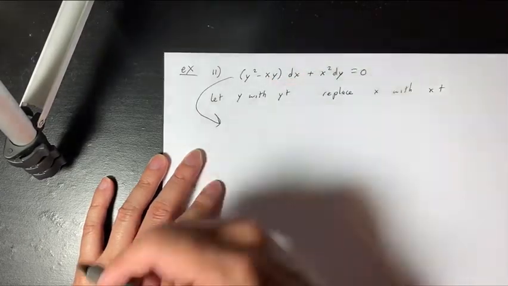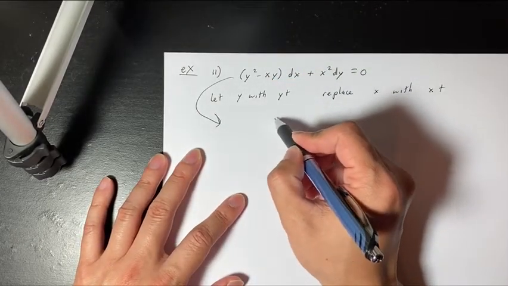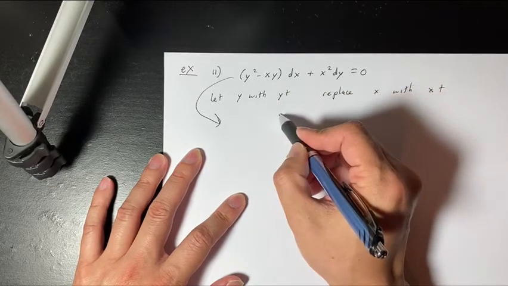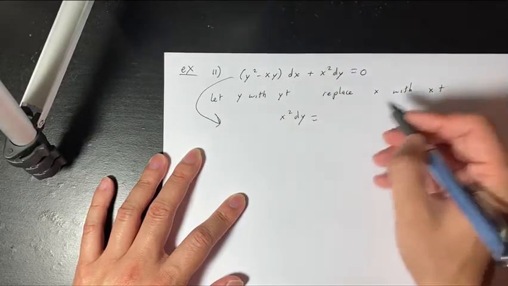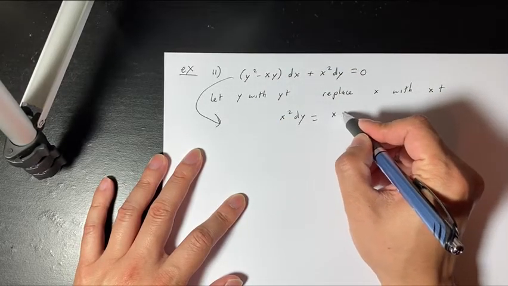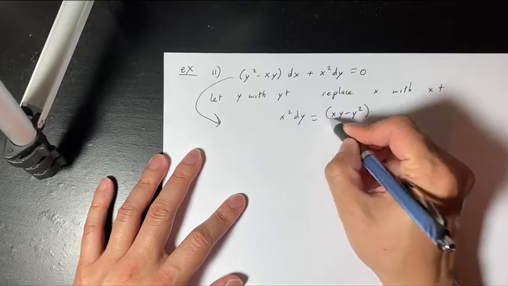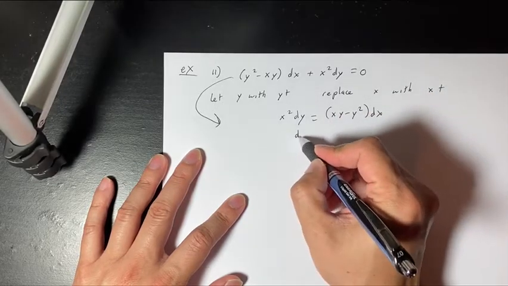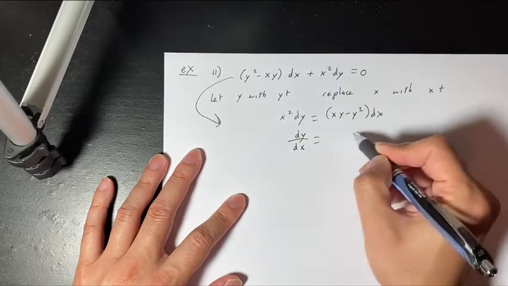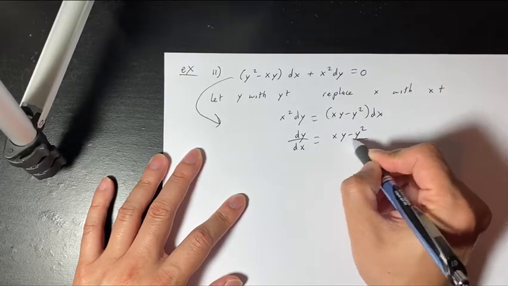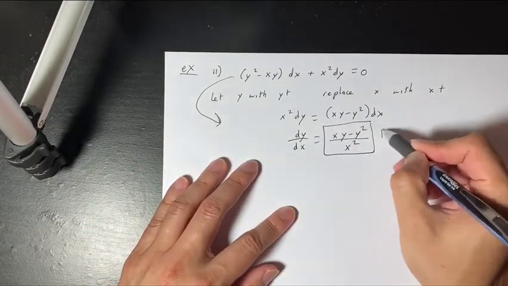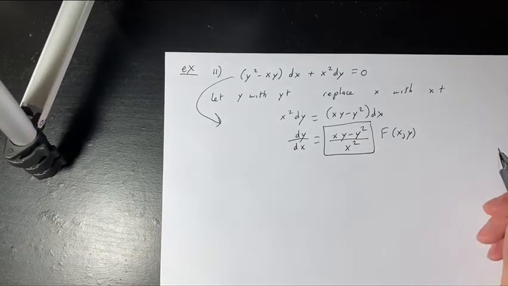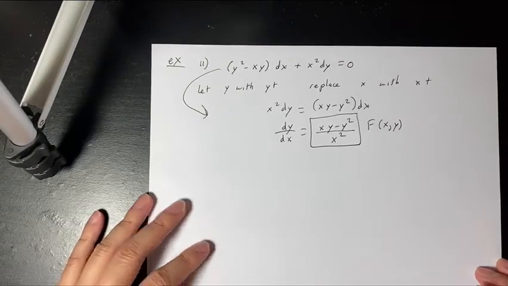Okay, well, let me just go back to the definition I showed you guys earlier. If I move this dx term to the right side and get dy dx by itself, you'll get this. And this is your capital F of x, y right now.